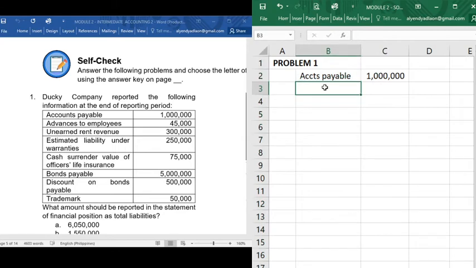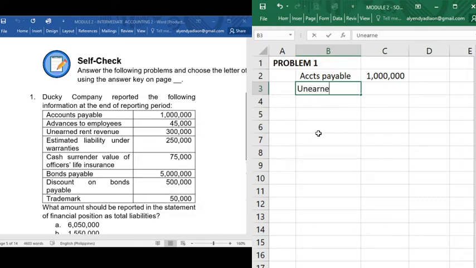Next, we have the advances to employees. Take note that advances to employees are cash advances that are given to the employees. Since that is a cash advance, we still have a receivable from the employee, which is the services that are to be rendered by the employees to the company. So that means it is not a liability, but rather an asset of the company.